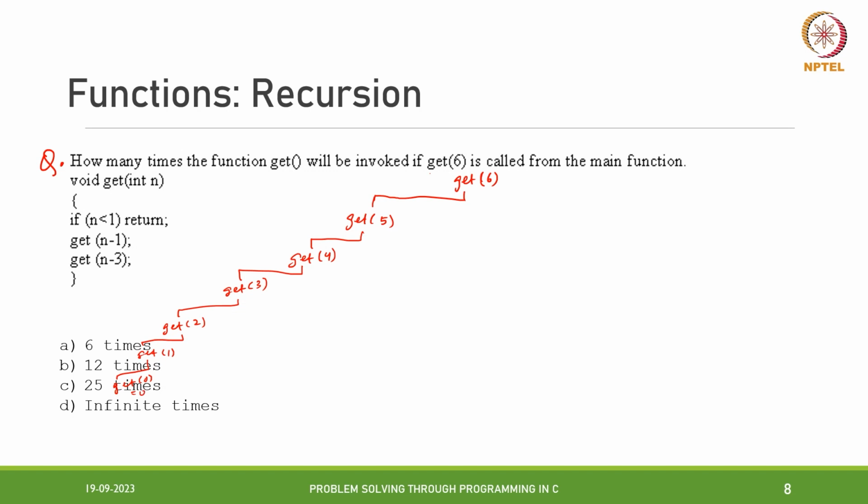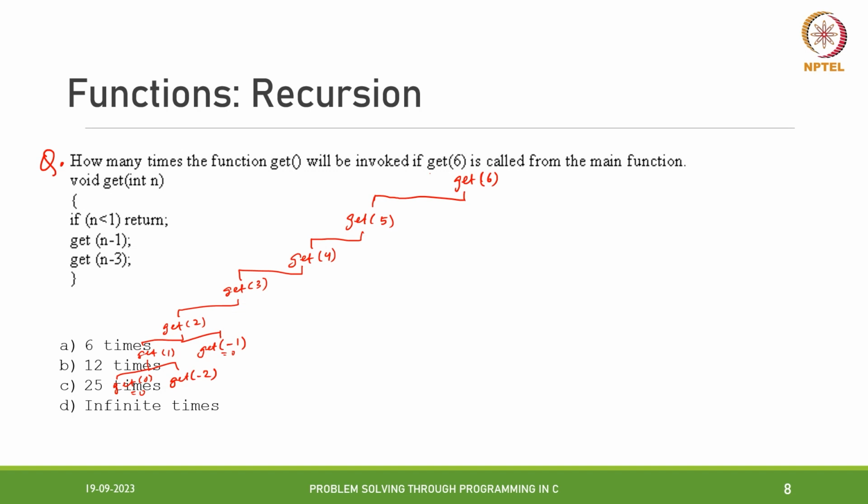And this will be 0, so it will return back to get of 1 with the value of 0. Then get of 1 will call get of 1 minus 3, which is minus 2, which will again return, because it is also less than 1. Now the control goes back to get of 2. That was the n minus 1 part. Now the n minus 3 part is get of 2 minus 3, which is minus 1. This will also return 0, and it will go back to get of 3.